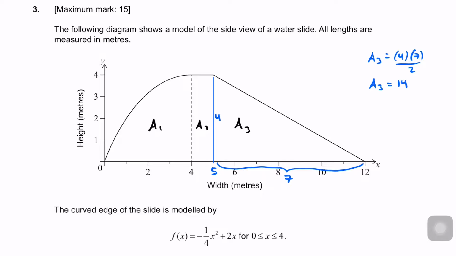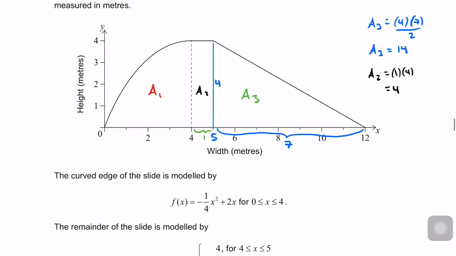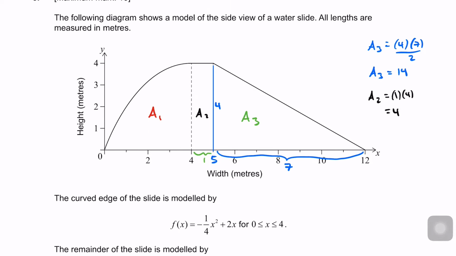Good. And what about A2? A2 is a rectangle with a width of 1 and a height of 4. So let's write that out. A2 is equal to 1 times 4, which is just equal to 4. And maybe I should color code these things. That's not bad. And A1, which I'll give this red color, I suppose, is going to be this curved area. And that's the one where we're going to need to use our integration.